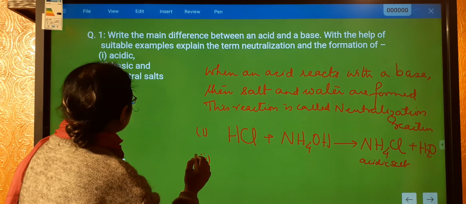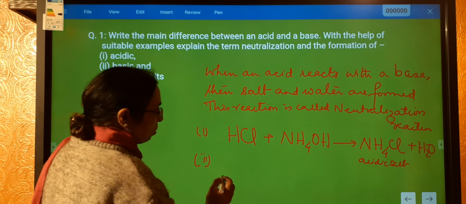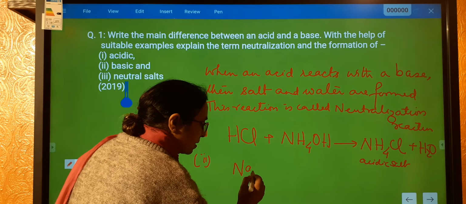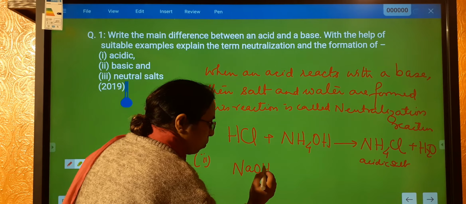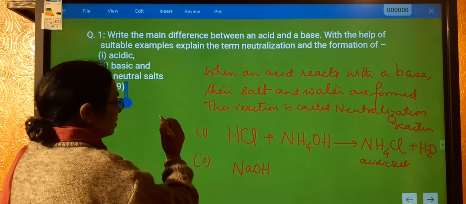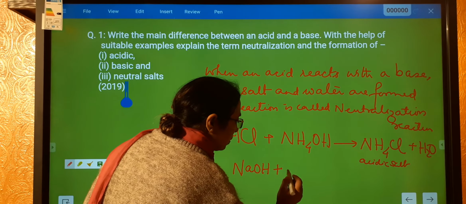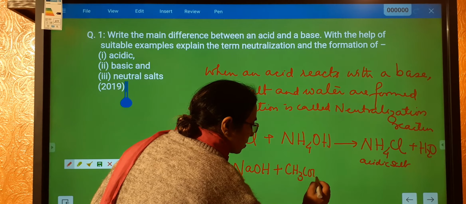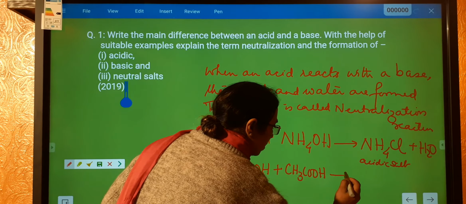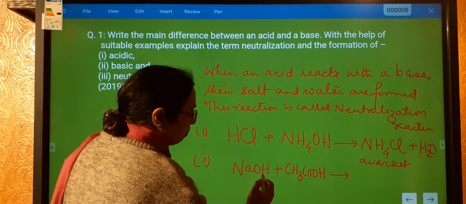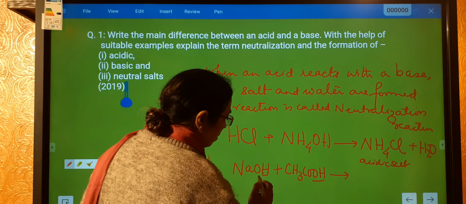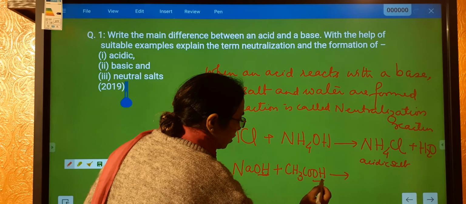Then second example, let us see basic salt. For basic, what we will do? We will choose a strong base such as NaOH. And now the acid, we will choose a weak acid such as acetic acid, CH3COOH. And now again HOH, that is water, will come out, with OH and H from here.